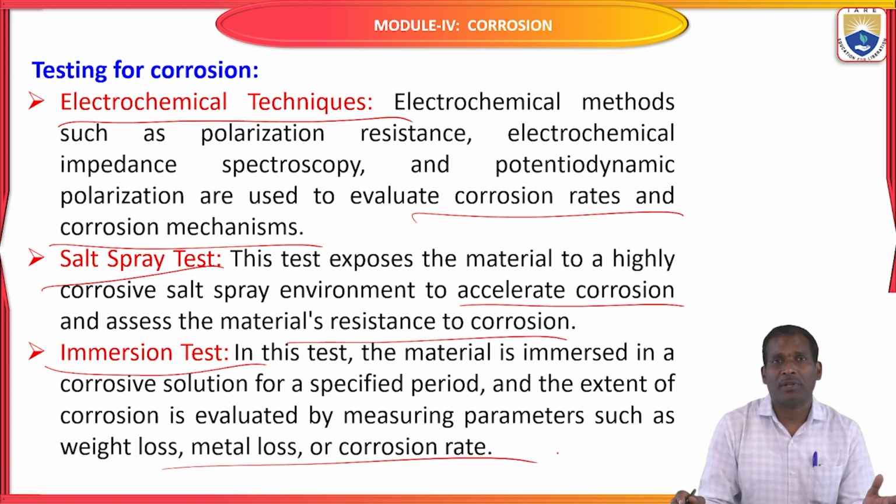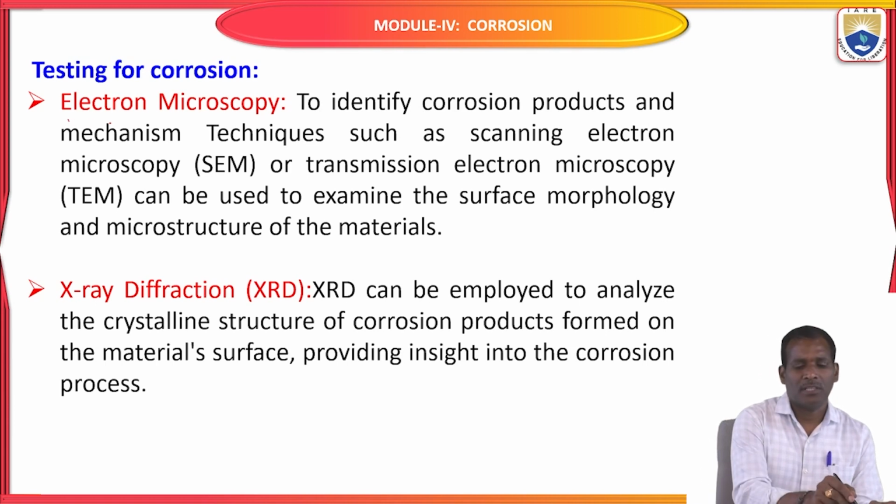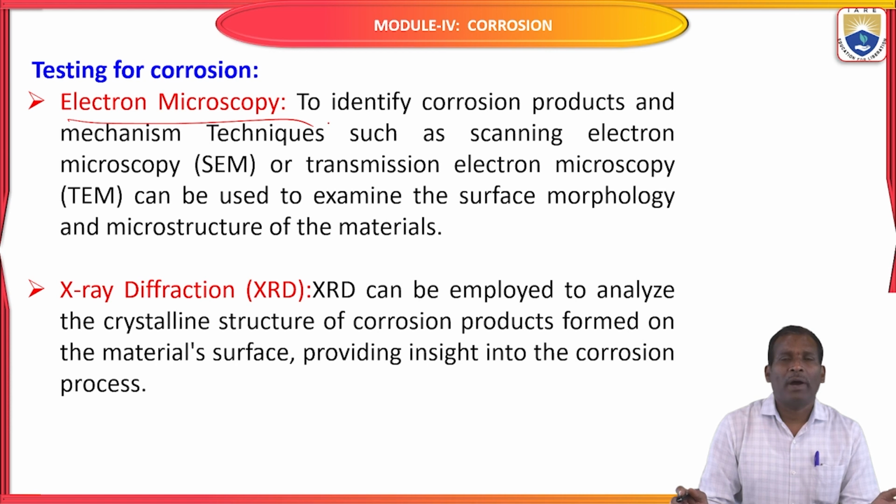By measuring these parameters, you can test. So this type of test is the immersion test. Next, electron microscopy. This is to identify corrosion products and mechanism, using techniques such as scanning electron microscopy.